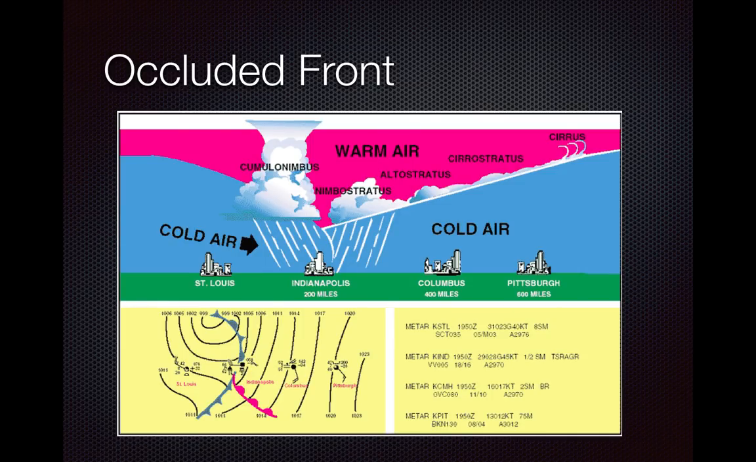So you can see this picture of an occluded front where we have two cold air masses that are meeting in Indianapolis, which is producing a lot of precipitation, strong thunderstorms.